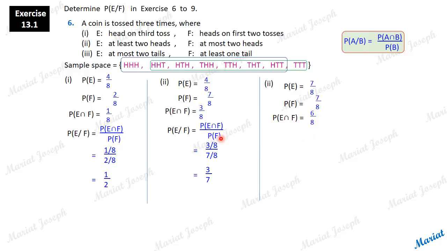Now, we are in a position to apply this formula. Probability of E given F equals probability of E intersection F upon probability of F. Applying the values already calculated, 6 by 8 upon 7 by 8 gives the answer 6 by 7.